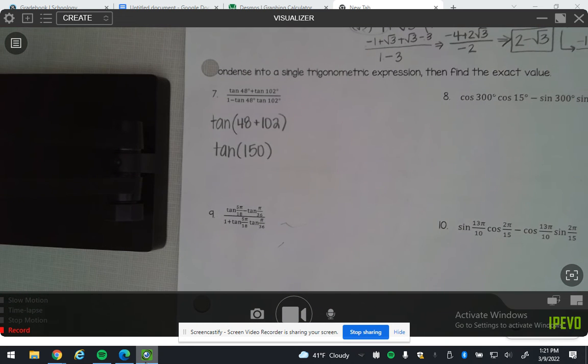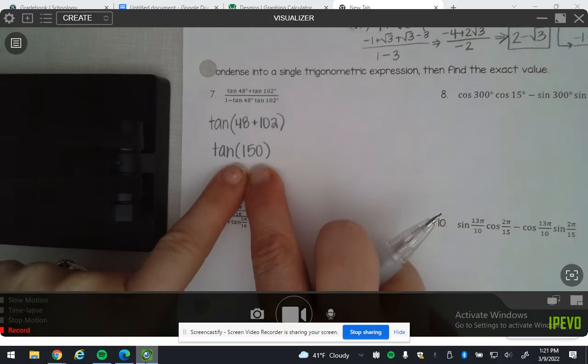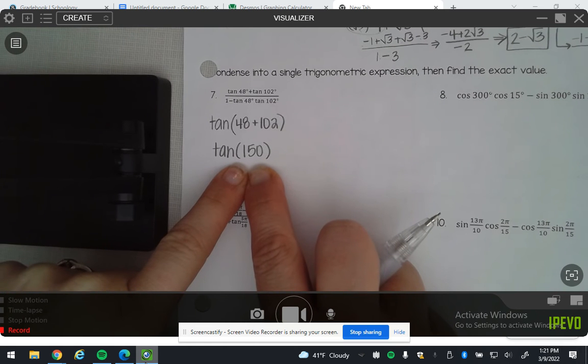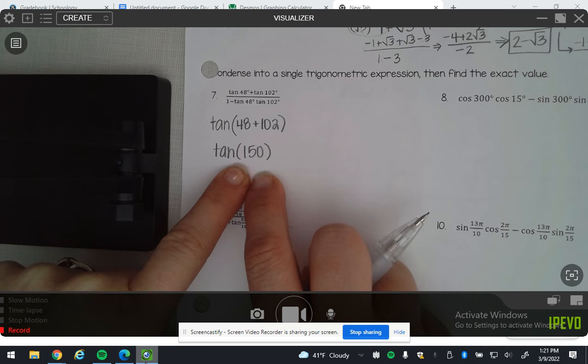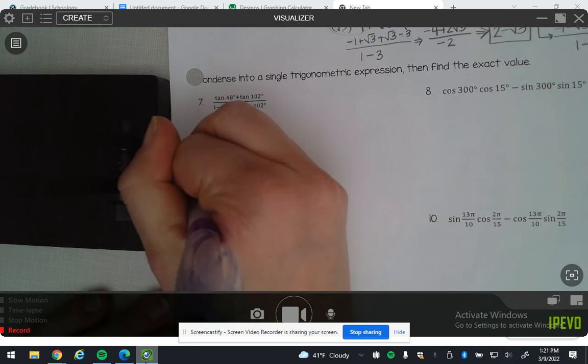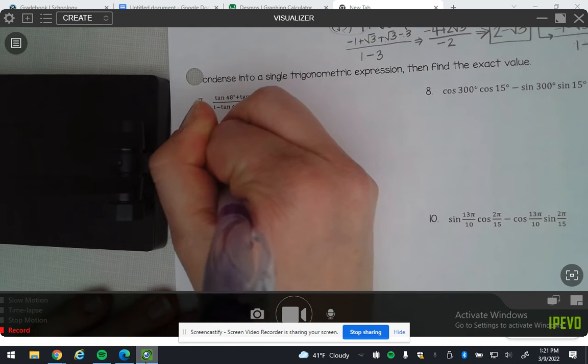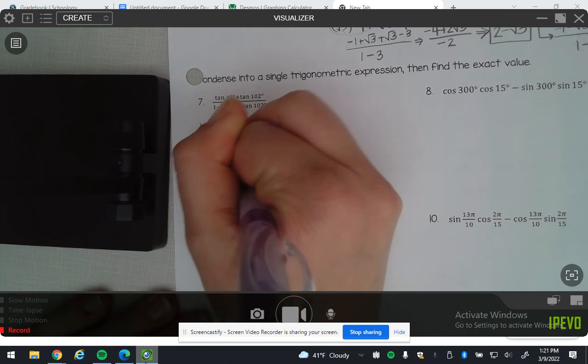right? Now, we know 30, we know 45, and we know 60, correct? Which one of these is it going to go with? Is it going to go with 60? Is it going to go with 45? Is it going to go with 30? How do I get 150 with 30s? Multiply by 5. So this is the same as the tangent of 5 pi over 6.